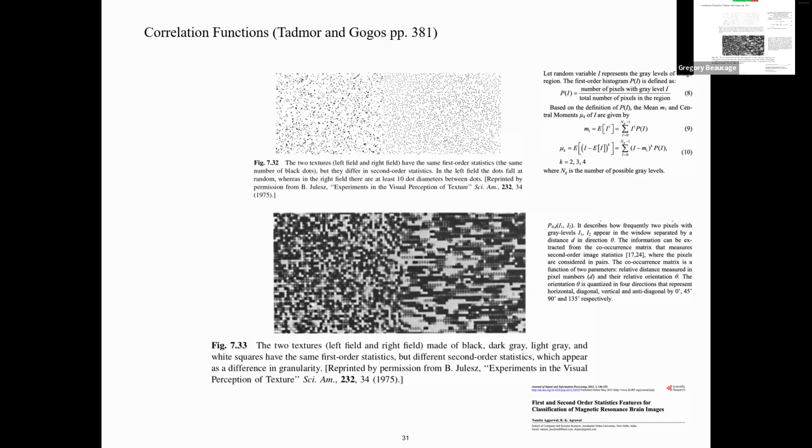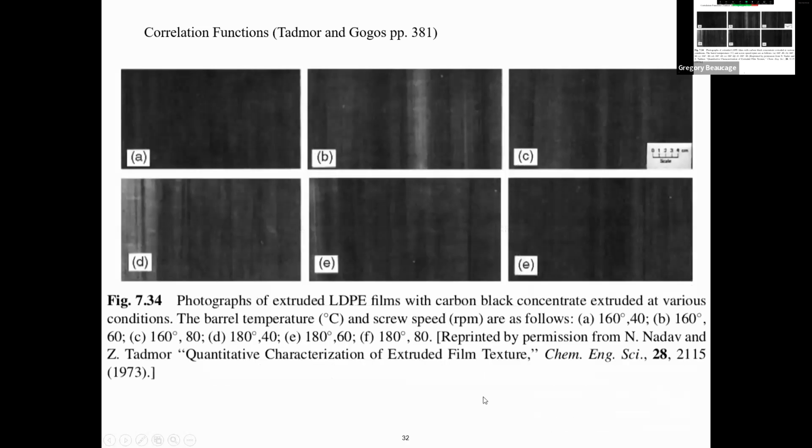First off, the correlation function. You want to describe systems like this. In particular, this is from an extruder. You made a plastic bag, you put pigment in it, and then you get this thing. So you have A, B, C, D, E, F, whatever. I guess it's 2 E's. So which one is better? How do you tell which one's better?